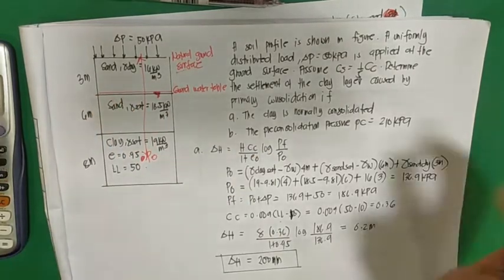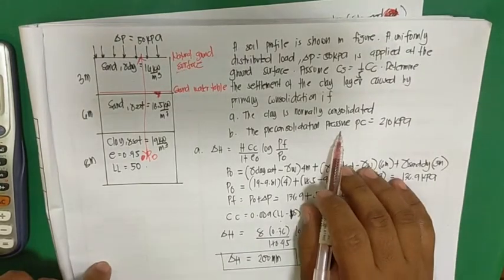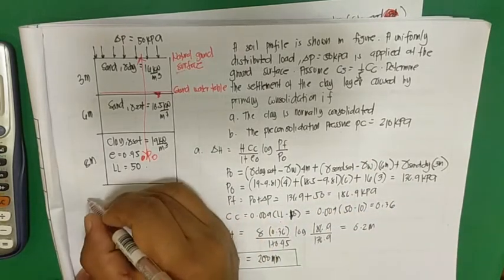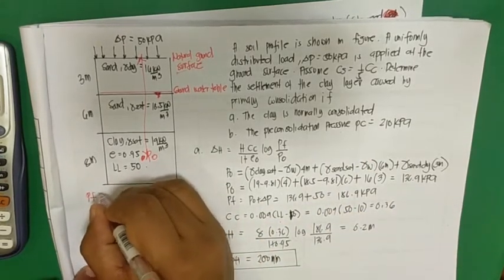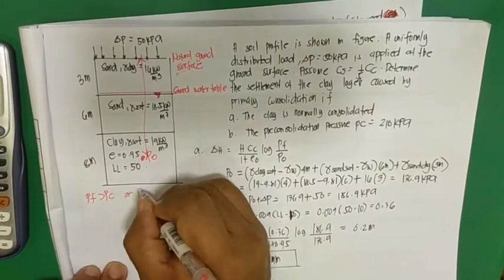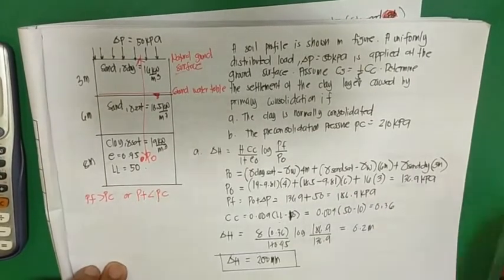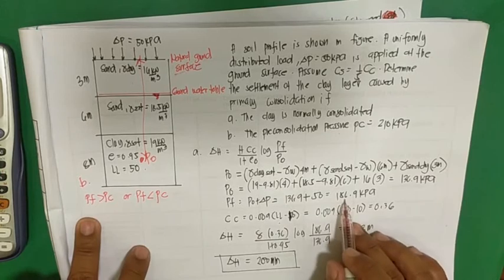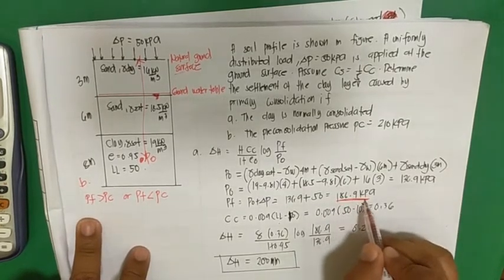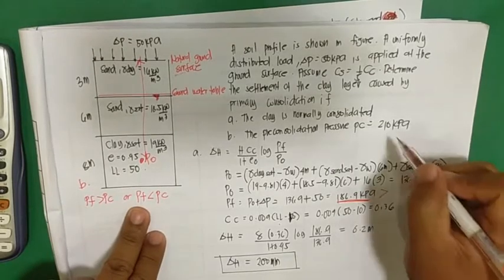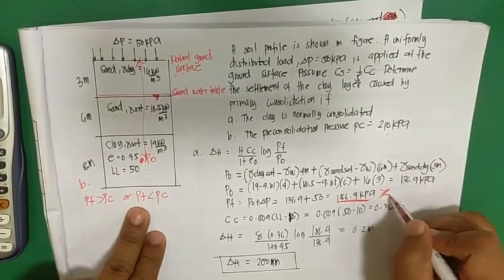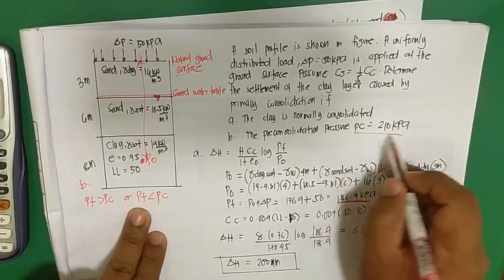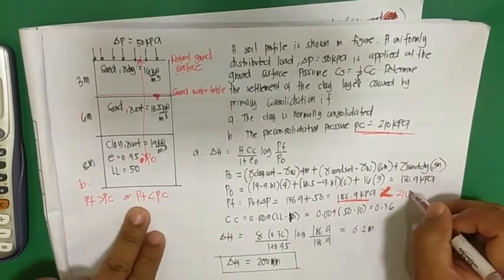Okay, for letter B, the pre-consolidation pressure is PC. What we will do here is check whether PF is more than PC or PF is less than PC. Okay? This is for letter B. What is PF? PF is 186.9. Is 186.9 more than or less than the preconsolidation of 210? Okay? This one.